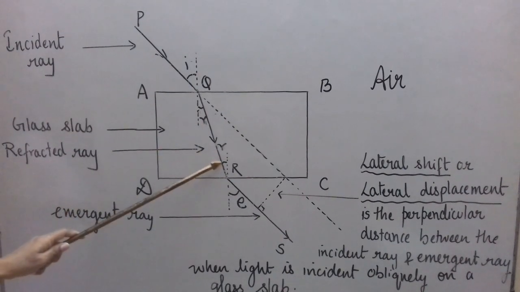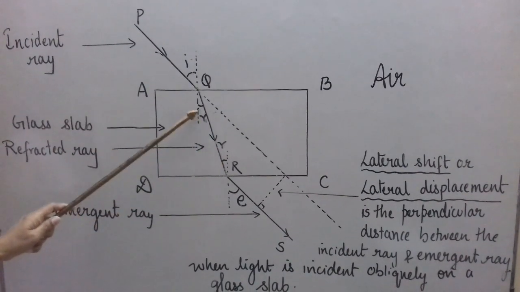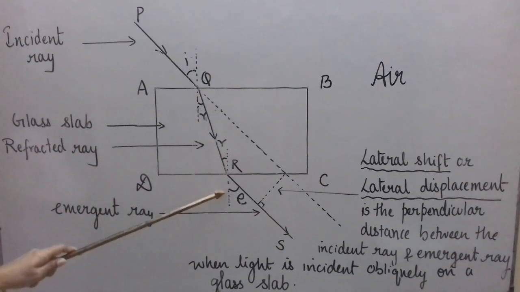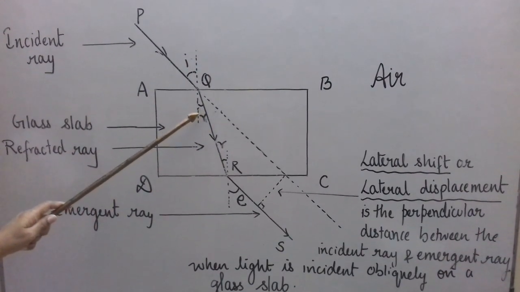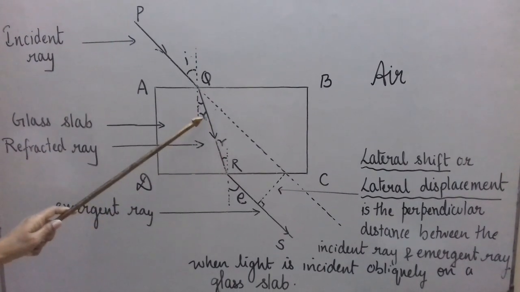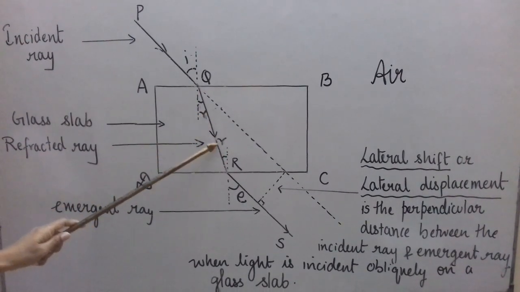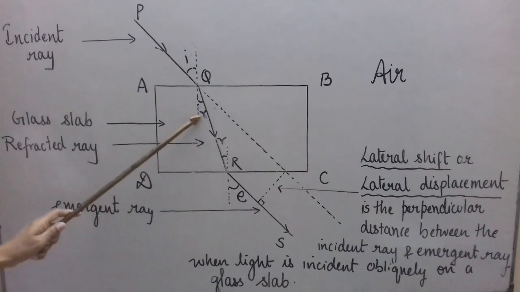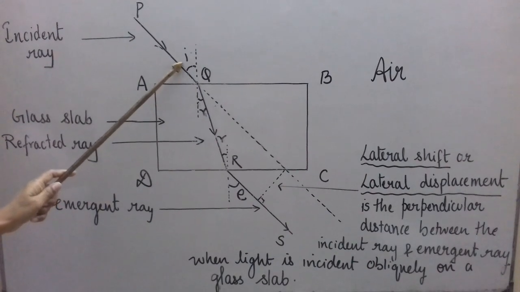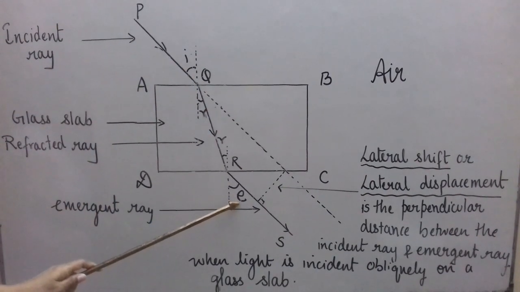Now these two angles, if we use maths, we can prove that these two normals are parallel to each other, and so by the alternate angle test these two angles are equal. So I have simply denoted each of them by R. This is the angle of incidence and this is the angle of emergence.